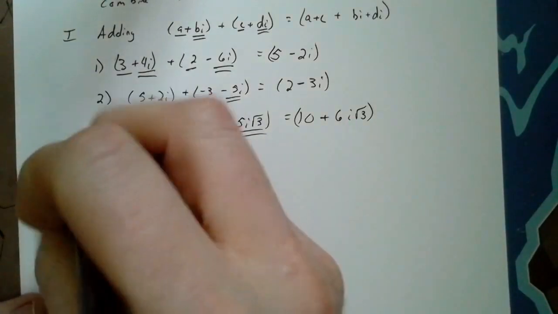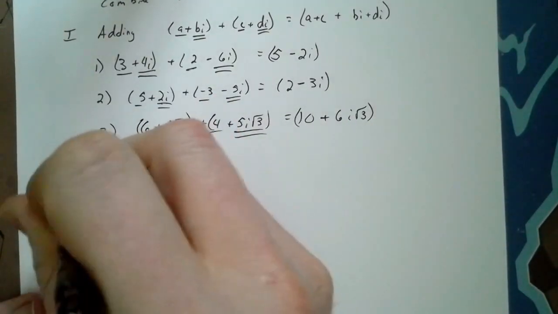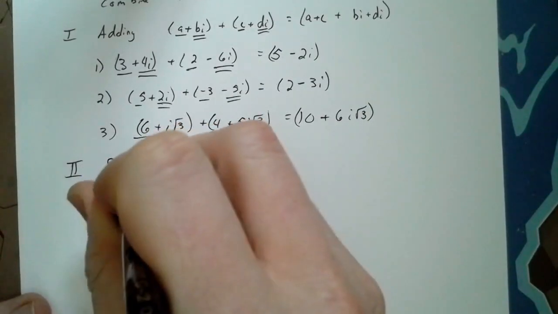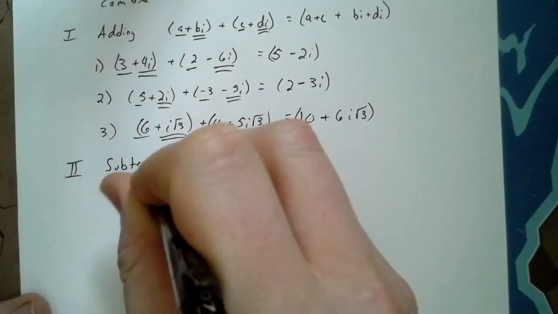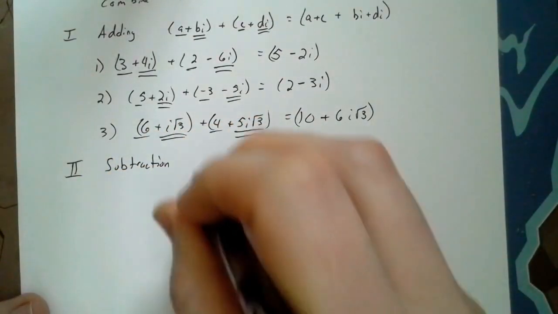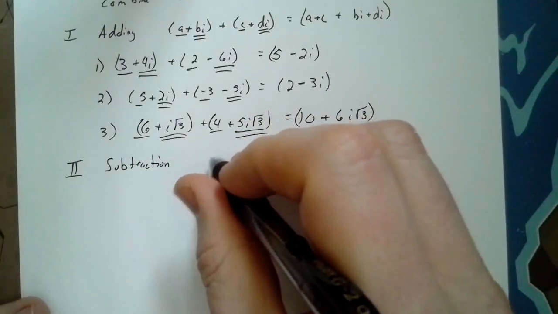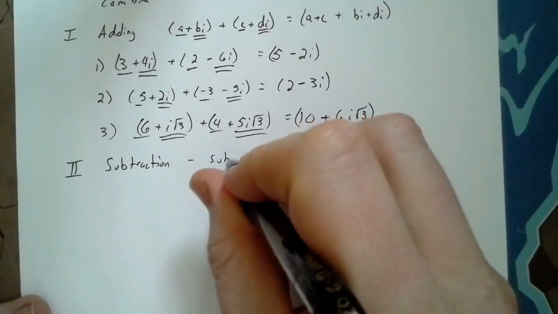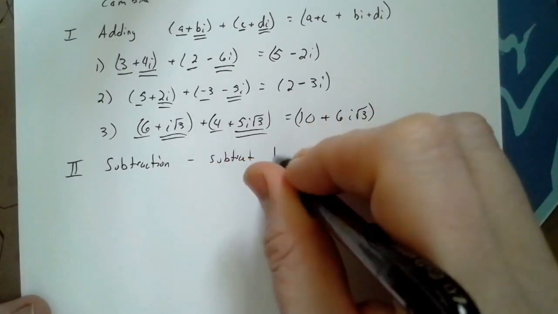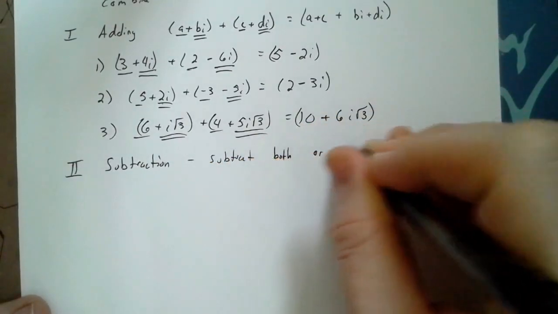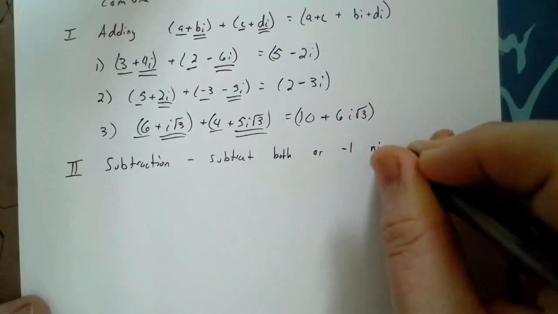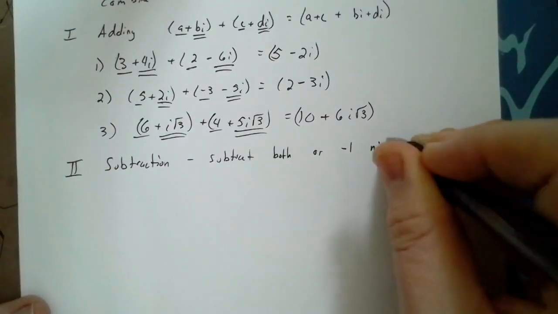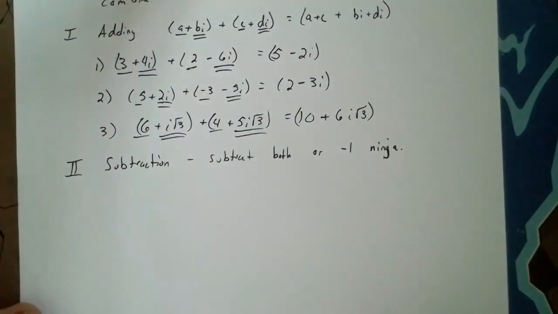Now on the other side of that, we can take a look at subtraction, which works very much the same. When you take a look at subtraction, you really have one of two options. You can subtract both components of the second number, or you can distribute the negative 1 ninja. So we're going to put here subtract both, or negative 1 ninja. I know how to spell ninja. Oh god, that's embarrassing.